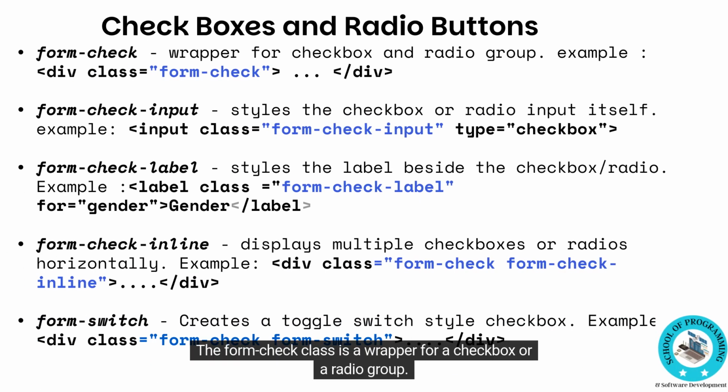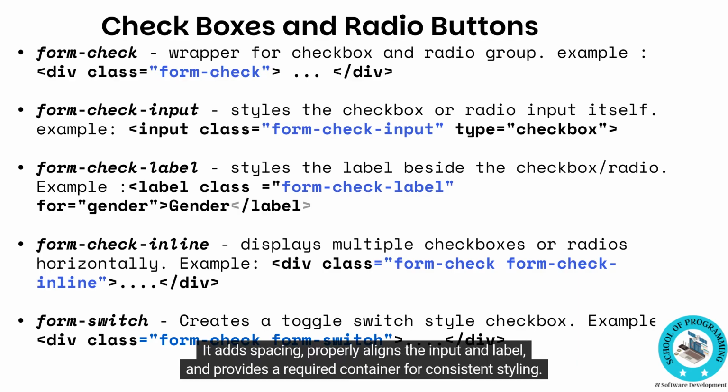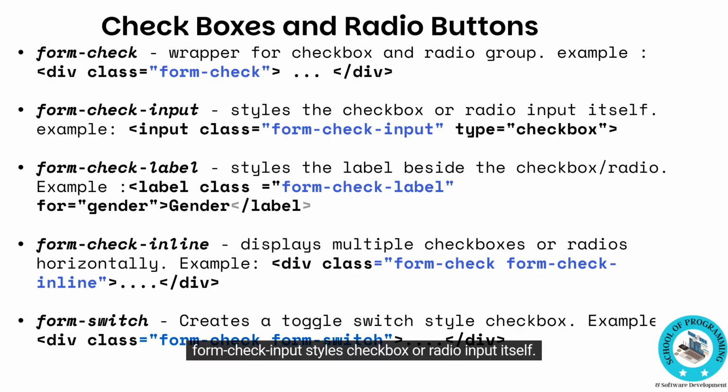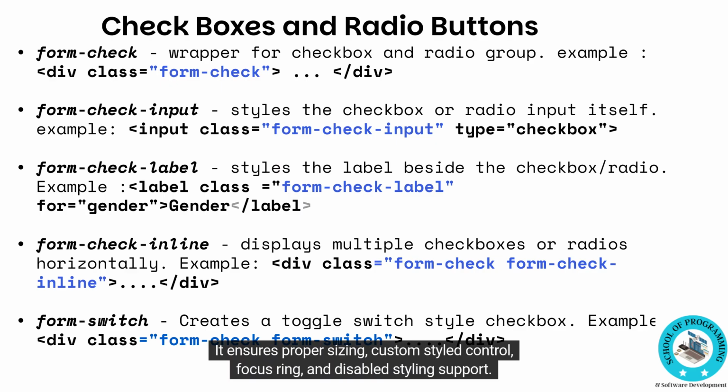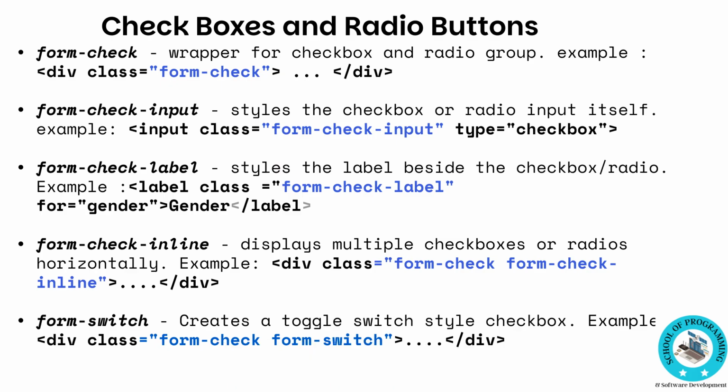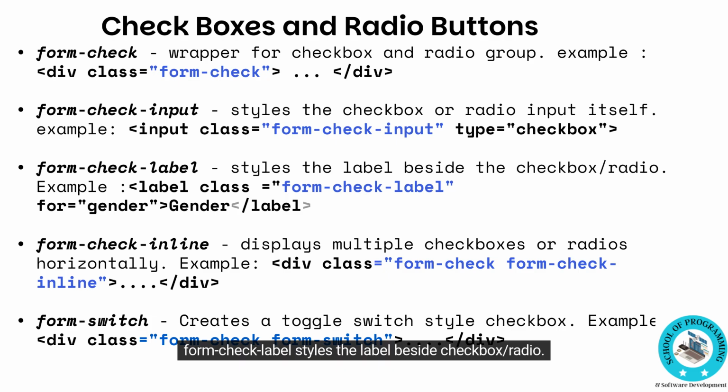The form-check class is a wrapper for a checkbox or a radio group. It adds spacing, properly aligns the input and label, and provides a required container for consistent styling. Form-check-input styles the checkbox or radio input itself. It ensures proper sizing, custom styled control, focus ring, and disabled styling support. Form-check-label styles the label beside the checkbox or radio. It ensures proper spacing, cursor pointer, and vertical alignment.